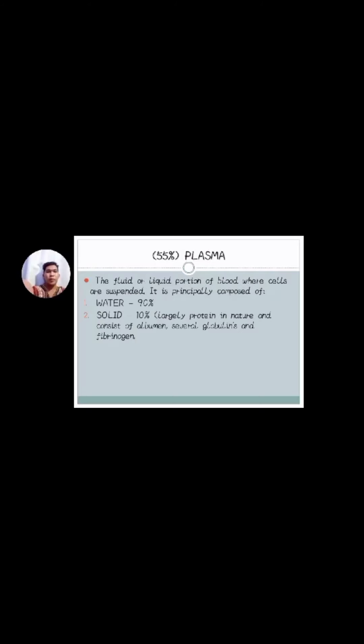Then 55% plasma. Plasma, the fluid or liquid portion of blood where cells are suspended. It is principally composed of water 90%. Na siya ay 90% of water ang plasma. Then second, solid 10% lang. Largely, protein in nature consists of albumin, several globulins, and fibrinogen. Plasma: water 90%, then ang solid 10% lang. So, that's all. Thank you.